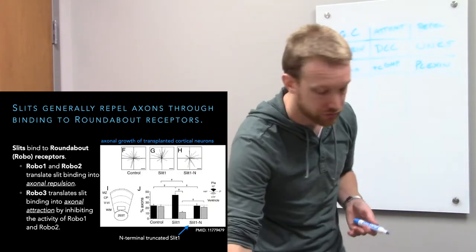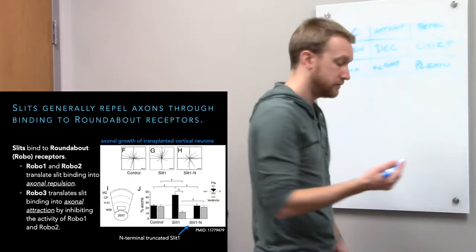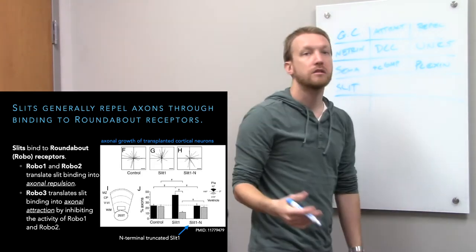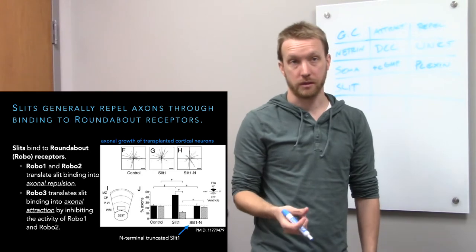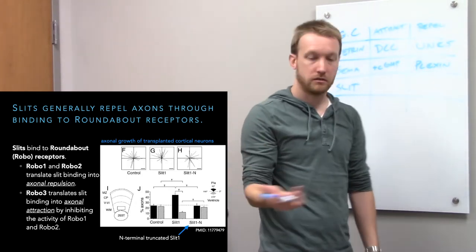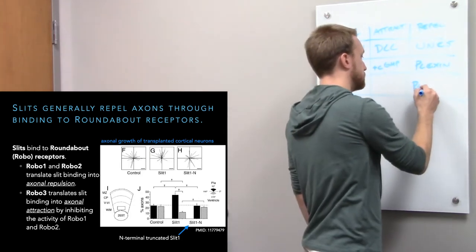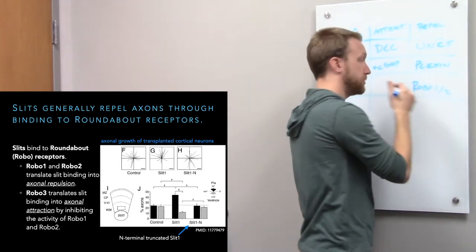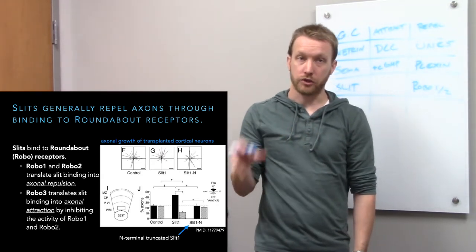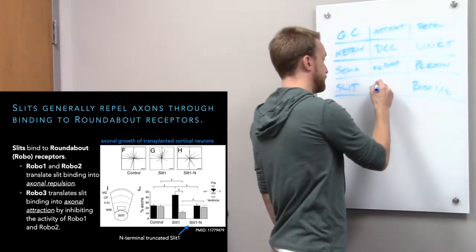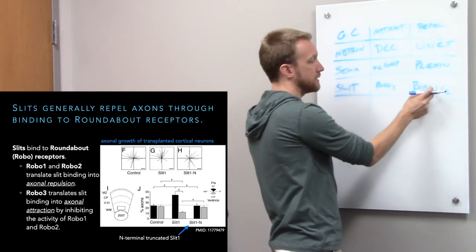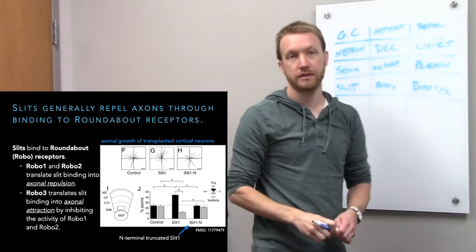The next guidance cue that we need to think about would be slits. So slits are going to bind to roundabout receptors or roboreceptors. These are going to be, for the most part, repellent. Robo 1 or 2 are going to be repellent. We can translate slits into chemoattraction, though, with Robo 3. What Robo 3 is going to do is inhibit the activity of the other roundabout receptors.